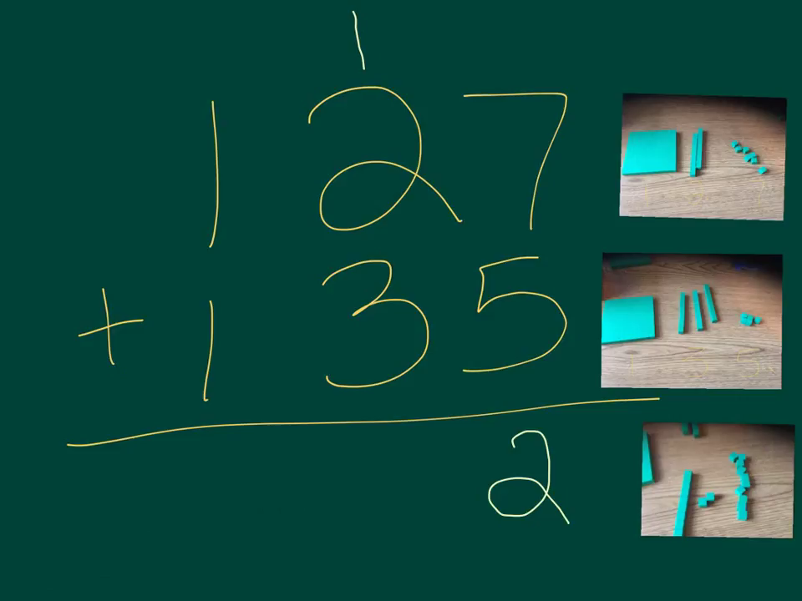And now when we add up our 10 rods all together, when we have 1 plus 2 plus 3, think about that. That equals 6. And how many hundreds do we have? 1 plus 1? That's going to equal 2. And this looks like a much more reasonable number. That 127 plus 135 equals 262.